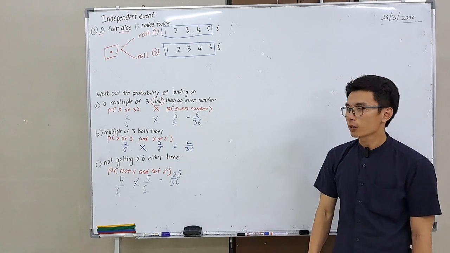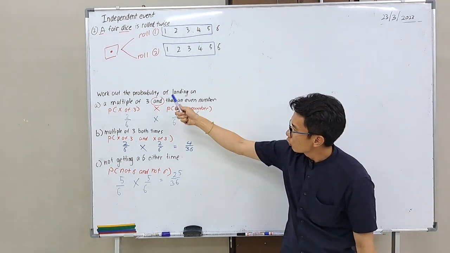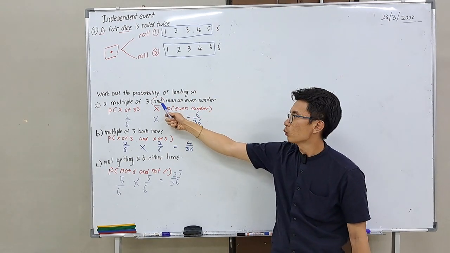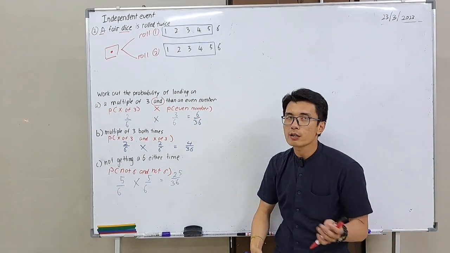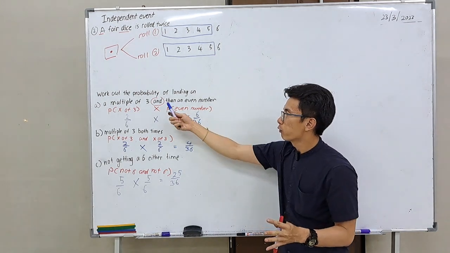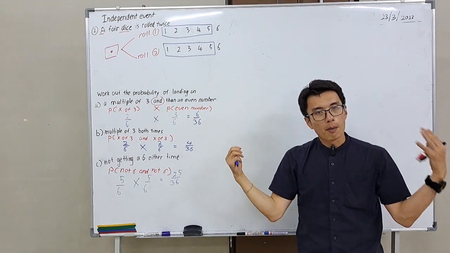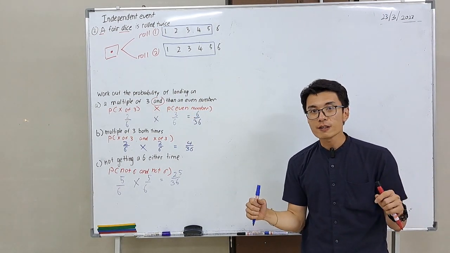We are done. A quick recap: always check. If you see the word and, they're talking about independent events, which means you just have to multiply the probabilities. Find the individual probabilities, multiply them, and then you're done. That's all.